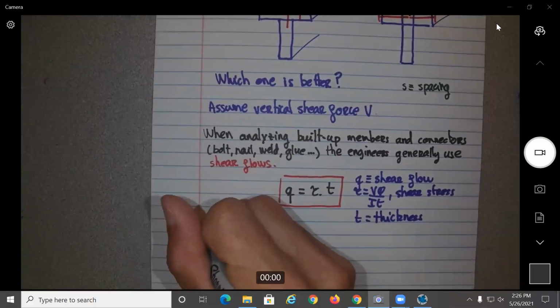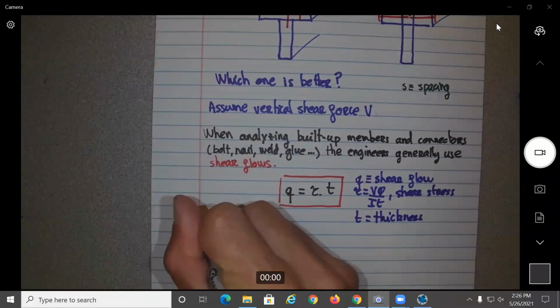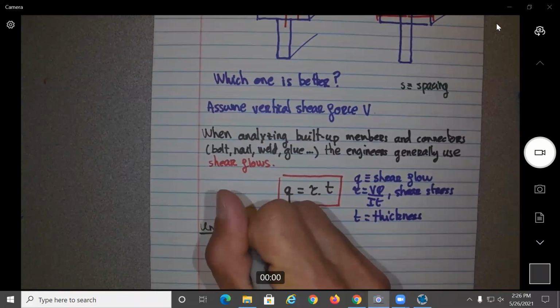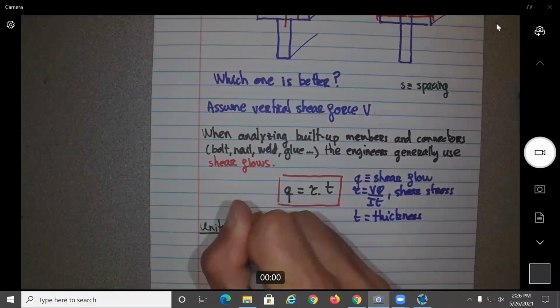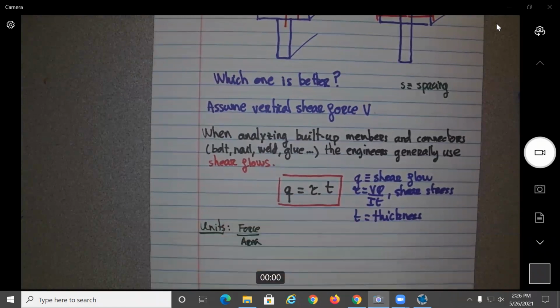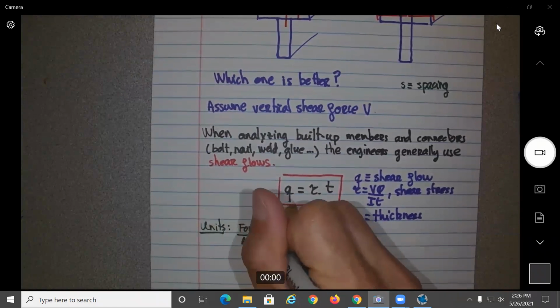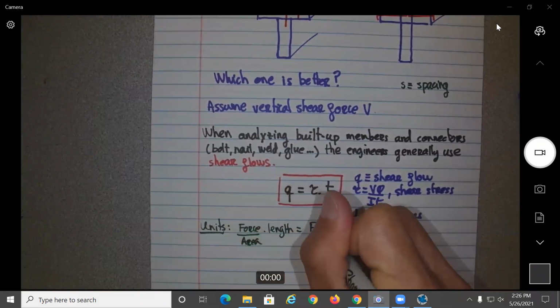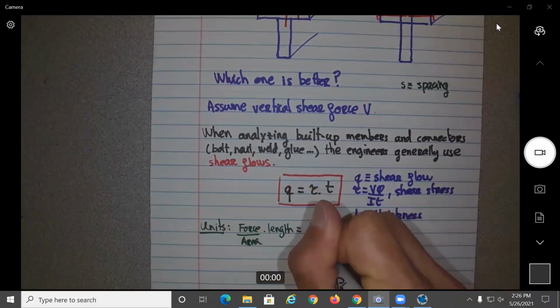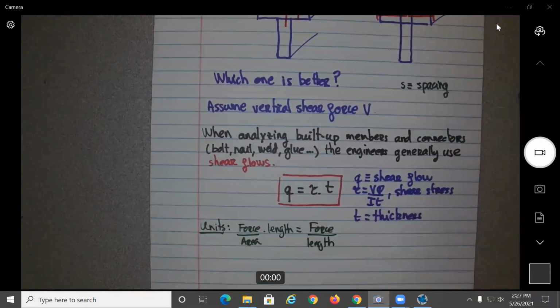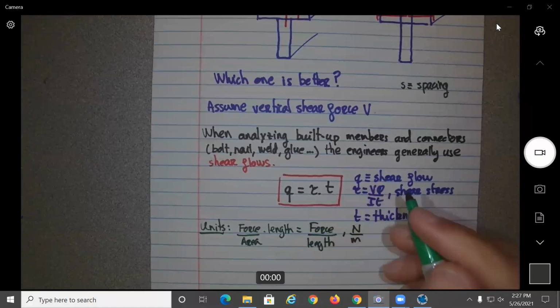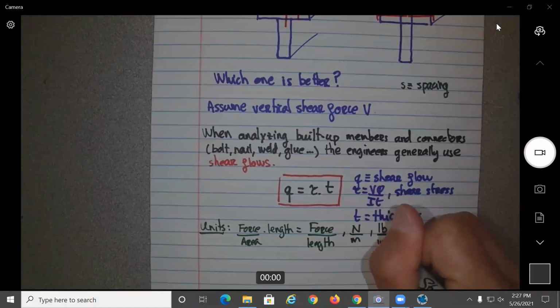So what are the units? And this is what might make sense over here. What are the units for shear? Force divided by area times length. So what will be the unit? Force per unit length. Okay, so basically Q could be Newton meters, could be generally LB inches.